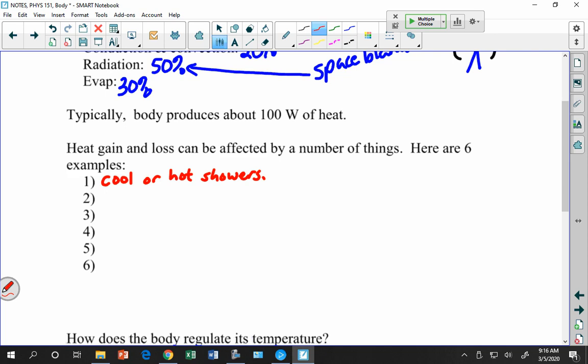Anyway, the Get Fit guy says that you can increase your metabolism by taking cold showers. Why would that increase your metabolism? By taking a cold shower.